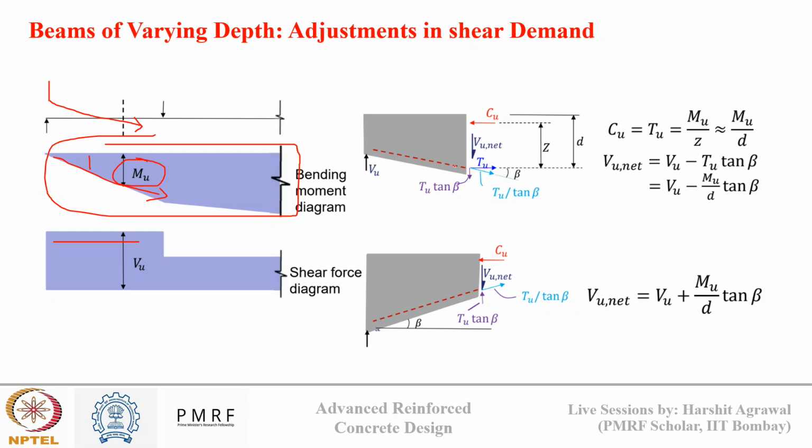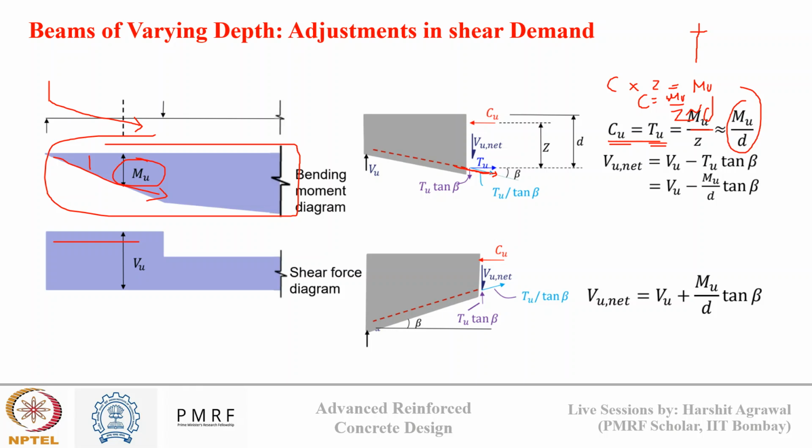At this particular location, I know Mu, the bending moment acting, and I know this force times the lever arm distance is equal to the bending moment. So I can write force is equal to bending moment upon lever arm distance z. Since the neutral axis depth is very close to the top, we assume that z is almost equal to d. So this compression force and tension force is almost equal to Mu by d.